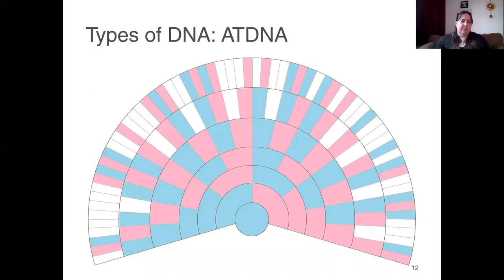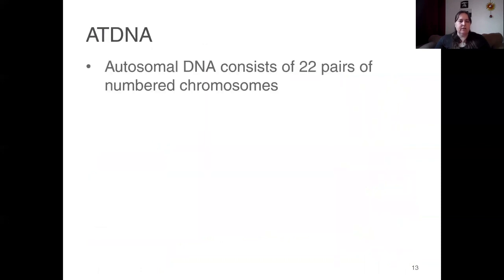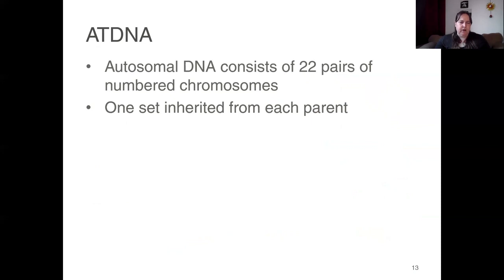Next, let's talk about autosomal DNA, or atDNA. Autosomal DNA is inherited from most of your ancestors. So this isn't a true representation of which of your ancestors you got autosomal DNA from. This is just kind of a possibility. So autosomal DNA consists of the 22 numbered autosomes that we talked about earlier. And of those 22 pairs of autosomes, you got 1 set from mom and 1 set from dad.